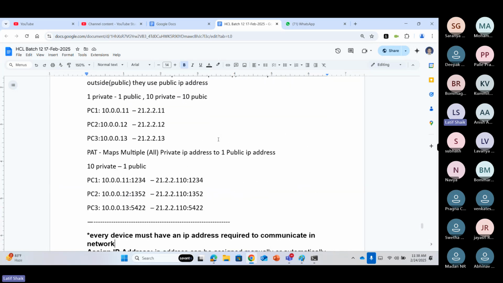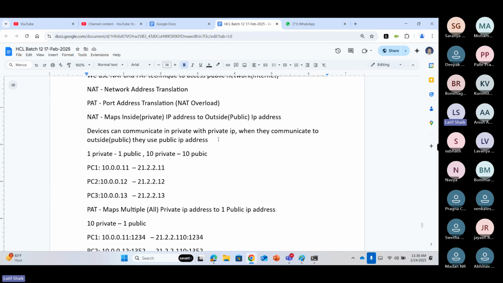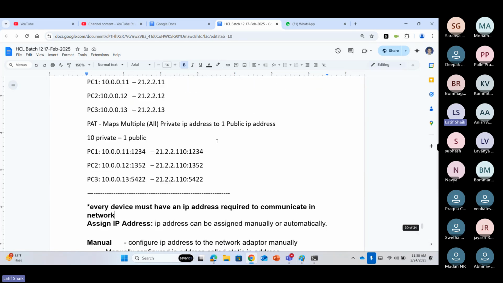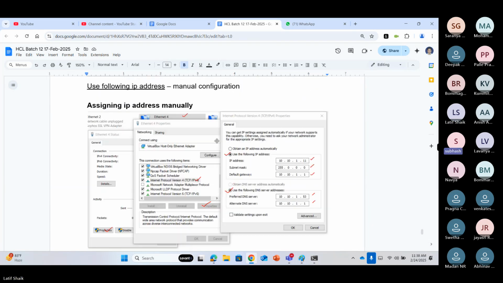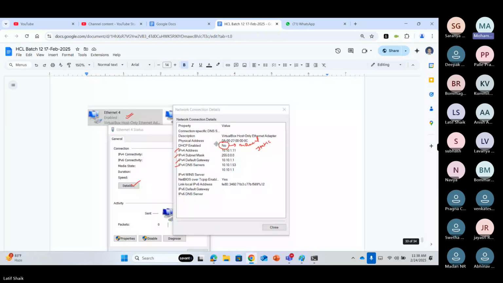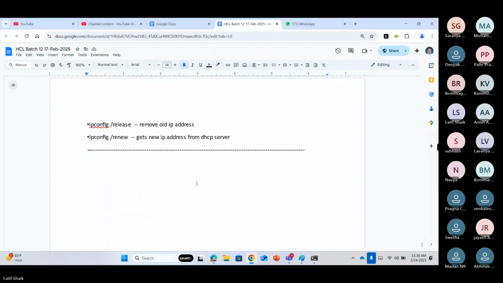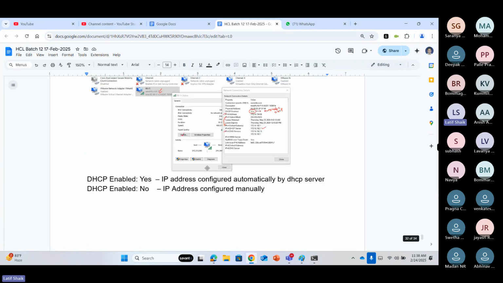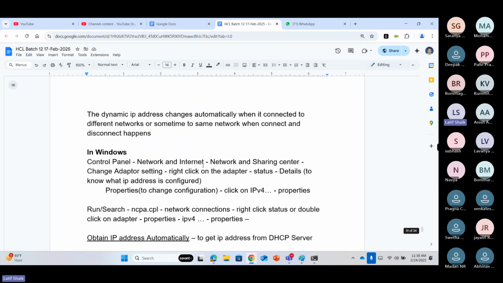Okay, guys, understand NAT and PAT and private IP address. Yes, sir. Yes, sir. This part is also there.